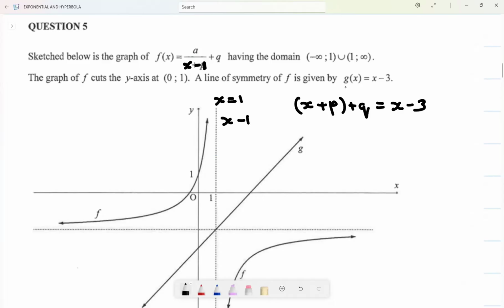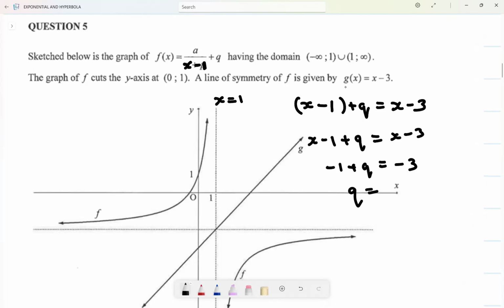Why? Because if I say x minus 1 is equal to 0, can you see what I'm going to put there: x minus 1. So I can just do mathematics and say x minus 1 plus q is equal to x minus 3. Then minus 1 plus q is equal to minus 3, and q is equal to minus 3 plus 1, which is minus 2. And what is q? It is my horizontal asymptote. So my horizontal asymptote is minus 2.